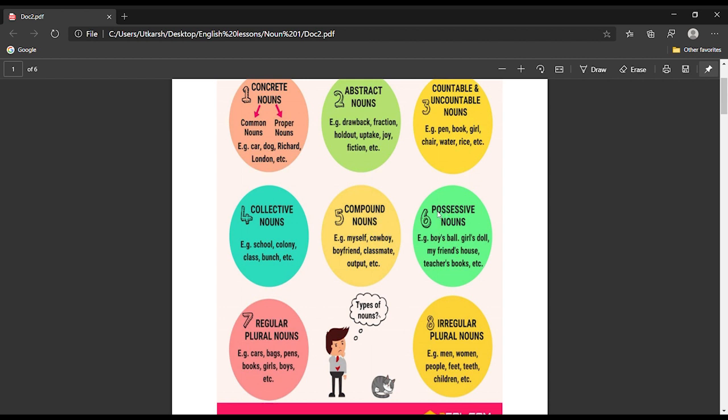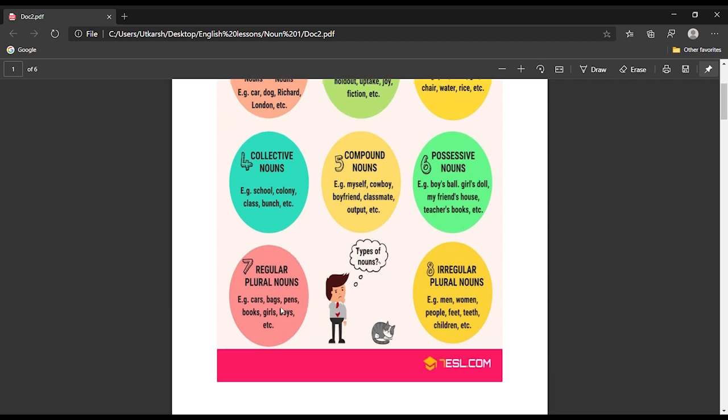Then you have another type of noun, that is possessive noun. For example, boy's ball. The ball belongs to a boy. The possession of the boy is the ball. In the same way, girl's doll, my friend's house, teacher's books, etc.